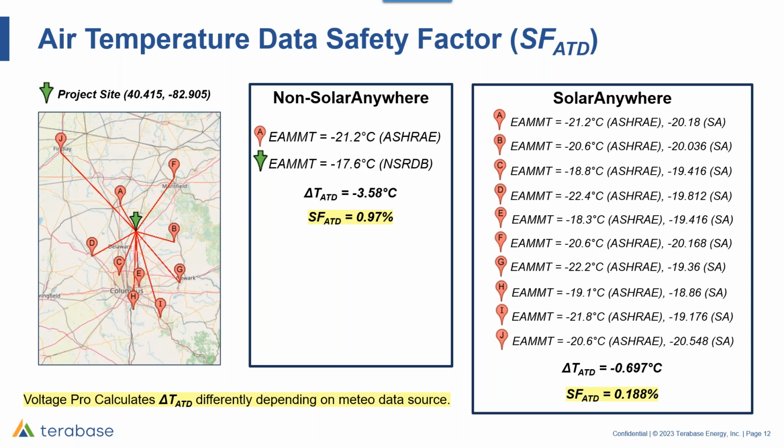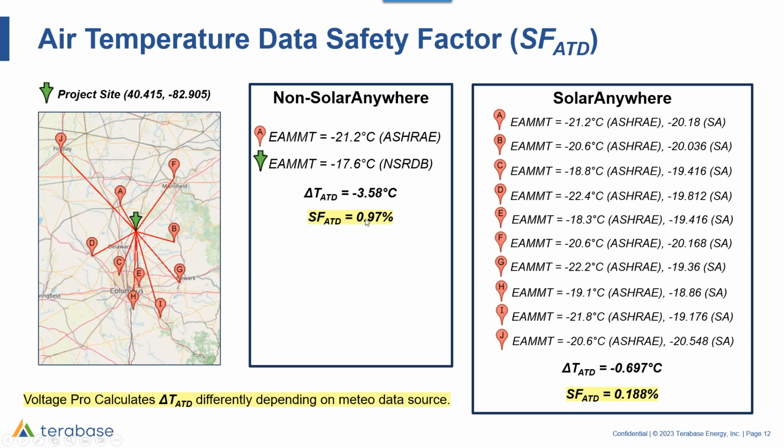For the non-Solar Anywhere data, which is the middle box, we're comparing the extreme annual mean minimum temperature of the project location satellite data set with the extreme annual mean minimum temperature of the closest ASHRAE weather station, which in our case is 26 kilometers away and is identified by this A arrow pointer.